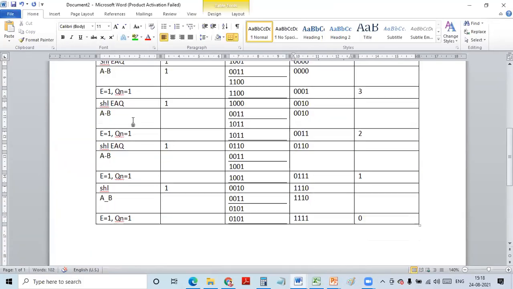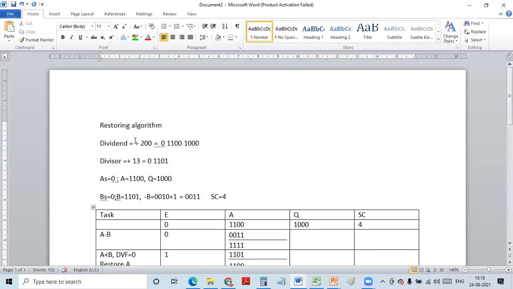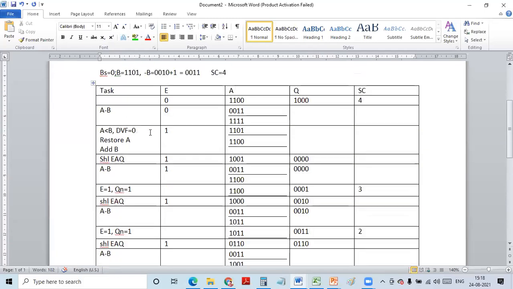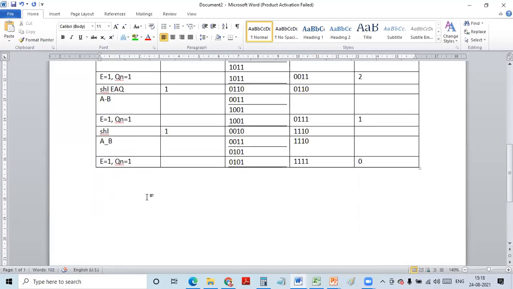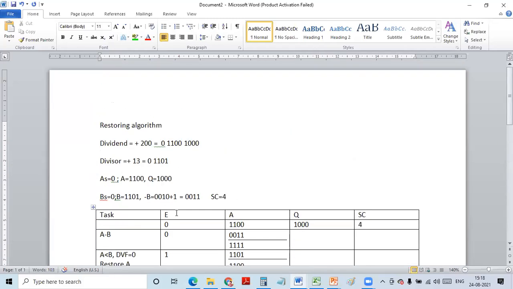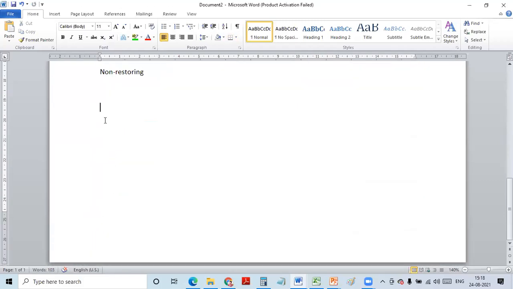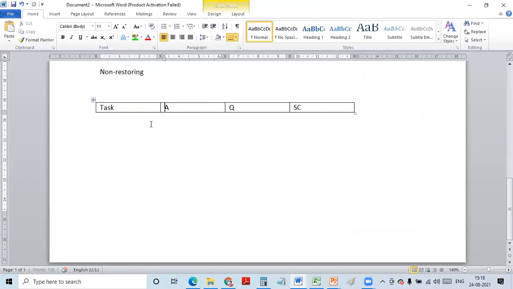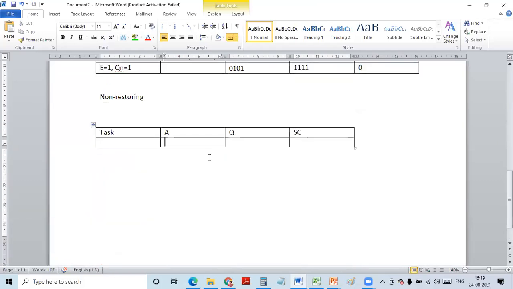So let us see the same example with the restoring method. This is restoring, not non-restoring. In non-restoring, same values, except the E, everything else will be there. We won't have E here. What are the values? A is 1110, 1100. Q is 100. SC is 4.